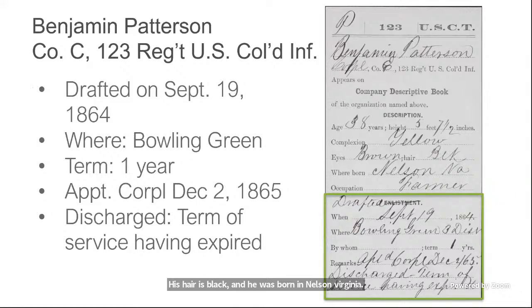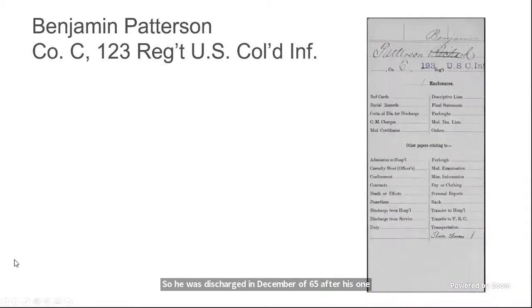He is not enlisted. He was drafted on the 19th of September in 1864 in Bowling Green, Kentucky. So it's really great information. If this were your ancestor and you found him living in Kentucky, you may not have known that he was actually born in Nelson, Virginia, or maybe from a census record, you only get Virginia. And the genealogical information about him being born in Nelson is very helpful. He was discharged in December of 65 after his 1-year term expired.